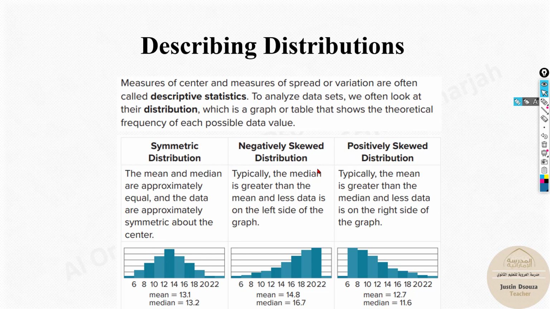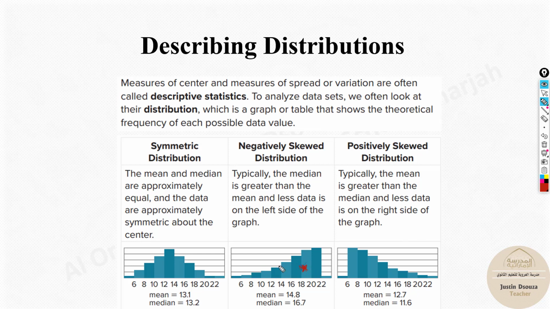Whereas over here, negatively skewed or positively skewed, these are not reliable because it is not symmetrically distributed. Over here you can see the data is more densely at the right side. So what happens is the median is somewhere in the middle of this. Let me just change the color to this one. See over here, this is somewhere the median.